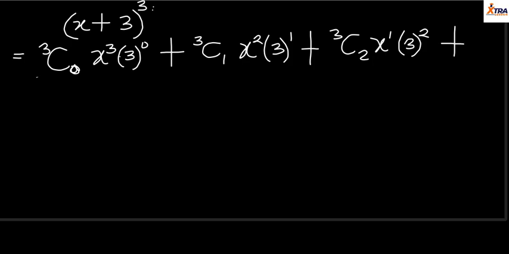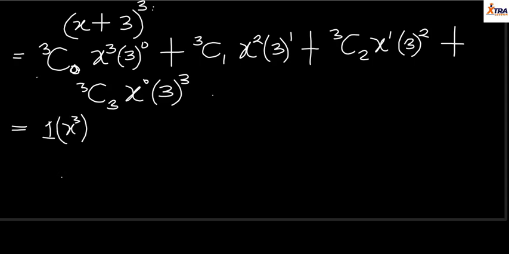Plus the last one, which will now be 3 combination 3. Our x reduces from power 1 to power 0, while our 3 increases from power 2 to power 3. Now we are here. We can now simplify. Because we have done combination, our idea of combination is very complete. We know how to break this down into factorial. You can easily say 3 combination 0 here will give us a value of 1 times x cubed times 1.